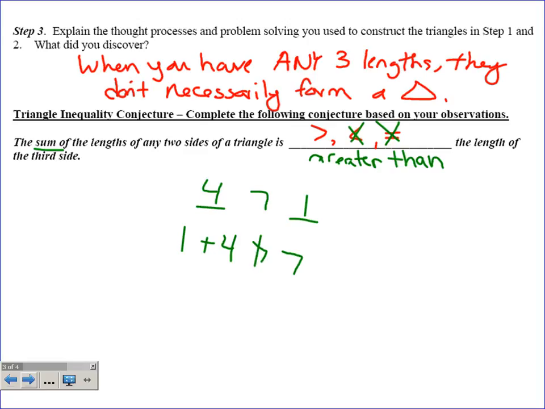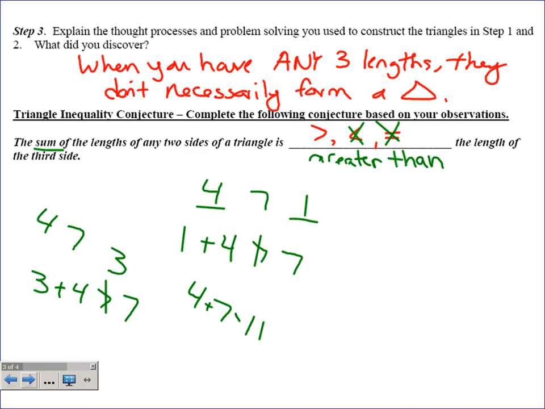Okay. What about 4, 7, and 3? Will that work? Let's try it out. We have 3 plus 4. Is that greater than 7? No, it's equal to 7, so that won't work either. Okay, what about 4, 7, and 11? Will that work?